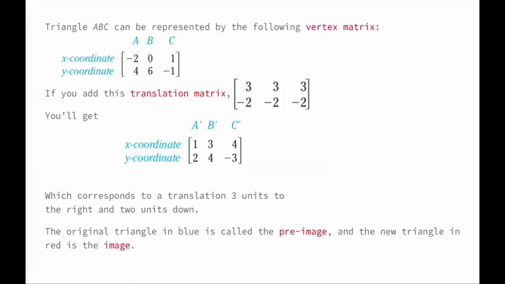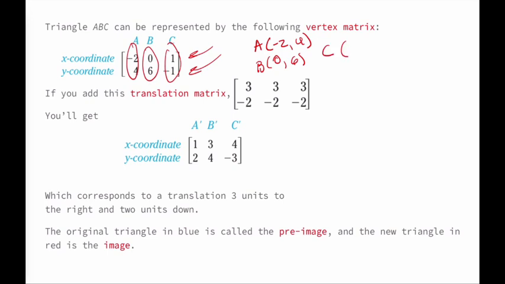We can represent triangle ABC or any polygon by the following vertex matrix. So for a vertex matrix, you put the x-coordinates in one row and the y-coordinates in a second row. Each of these are the points that make up the polygon. So you have point A that's -2, 4, and point B that's 0, 6, and point C that's 1, -1.